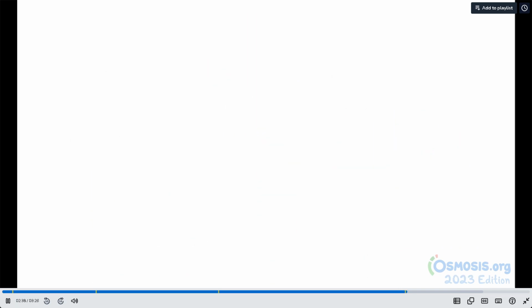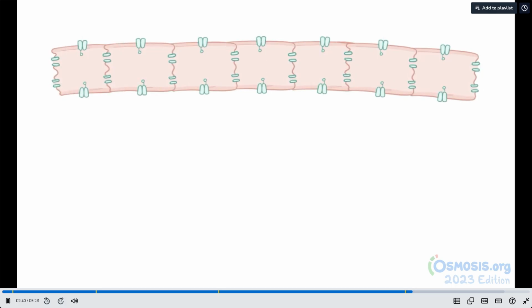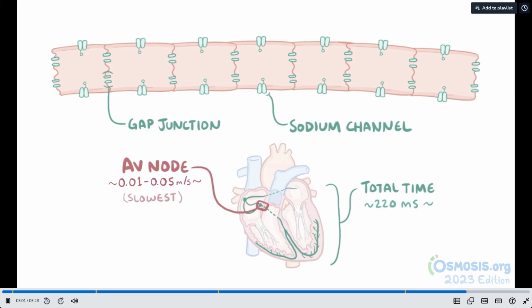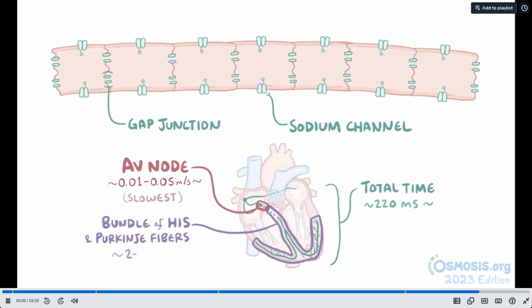Alright, as a quick recap, the conduction velocity of depolarization waves in the heart depends on things like the gap junctions between adjacent cells, as well as the voltage-gated sodium channels on the cells. The total time it takes for a depolarization wave to move through the heart is about 220 milliseconds. Through the AV node, it goes just 0.01 to 0.05 meters per second, making it the slowest bit in the heart, which gives the atria time to contract. But through the bundle of His and Purkinje fibers, it moves at about 2 to 4 meters per second, making it the fastest stretch and allowing the ventricles to beat in a coordinated way.